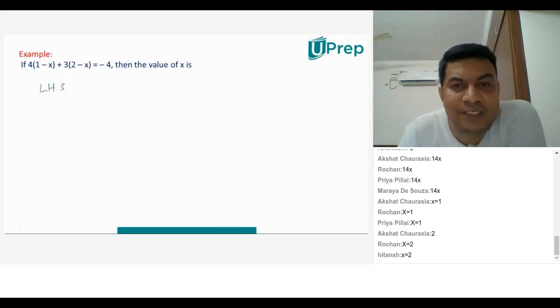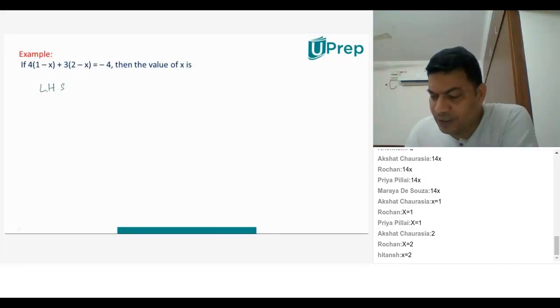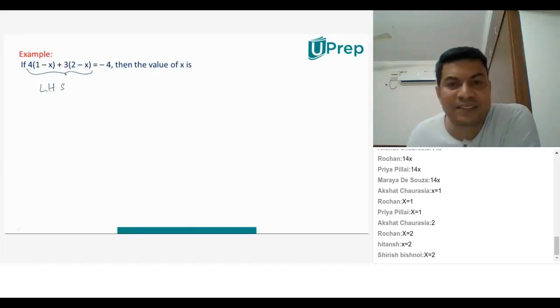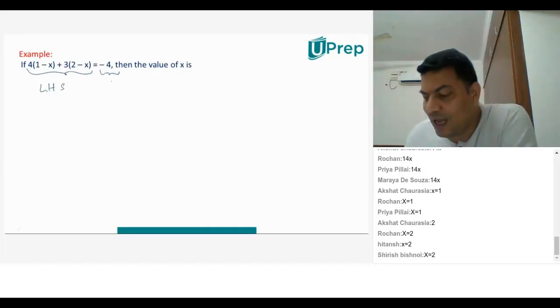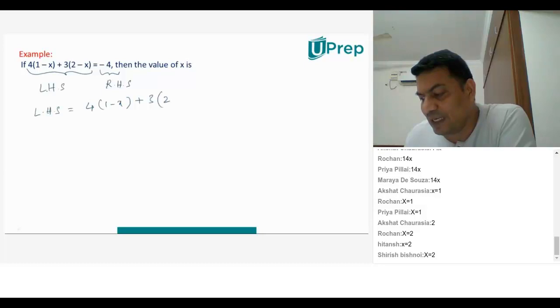Okay, Hitansh, as you don't know linear equations in one variable yet, in this expression, this part on the left-hand side is called LHS, left-hand side. This is called RHS, right-hand side. I'm just doing a verification. What is the left-hand side? We have 4 into 1 minus x plus 3 into 2 minus x.